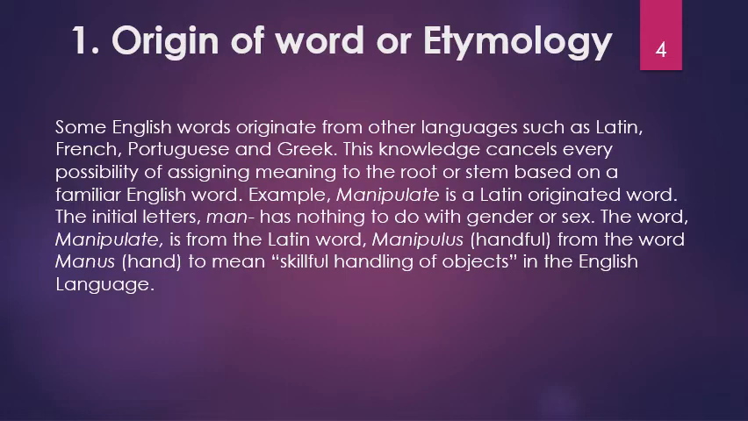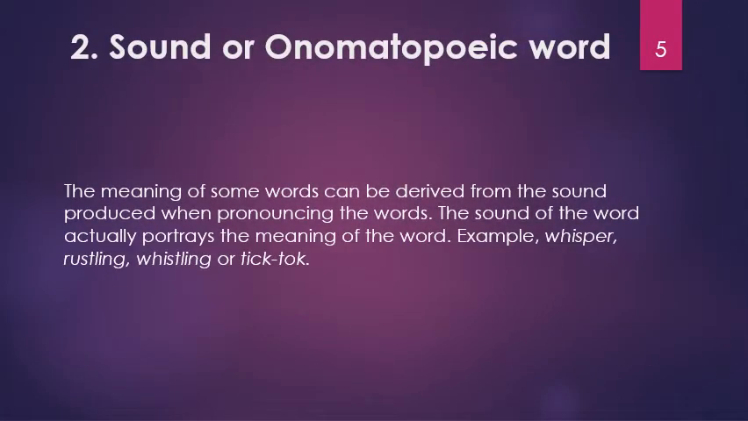Then, secondly, we can also look at the sound or onomatopoeic words in understanding the meaning of a particular word. Here we are trying to say there are some words in the English language that we use the way they are pronounced to assign meaning to them. There are words that have a relationship between the word spelling and what it represents in the language.